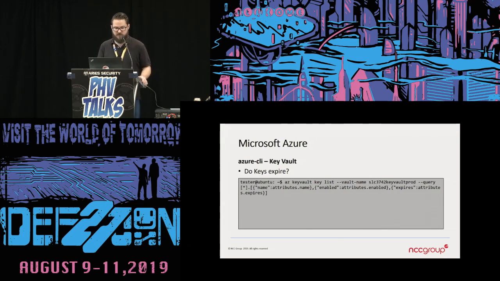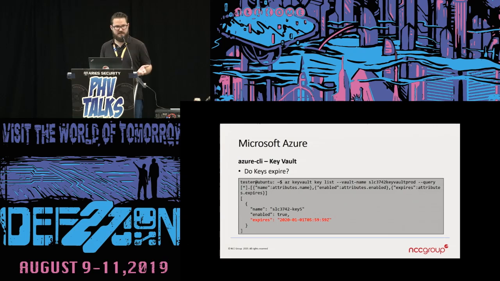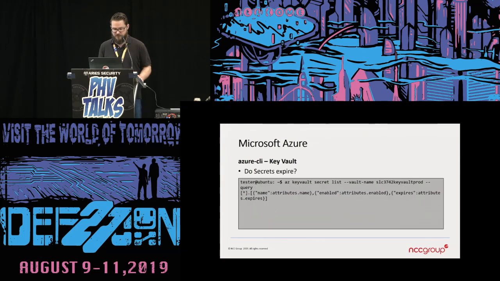So the next thing we want to look at is the keys within the key vault. Do they have an expiration date set? So we'll run this command. It's looking for the attributes enabled and attributes expired. So we see a key here. We notice that it expires January 1st of 2020. So that's good. It does have an expiration date.